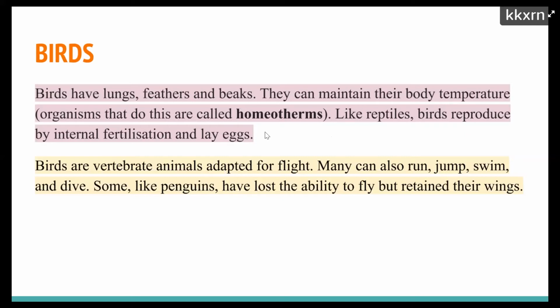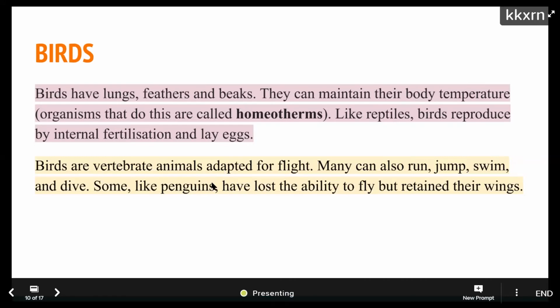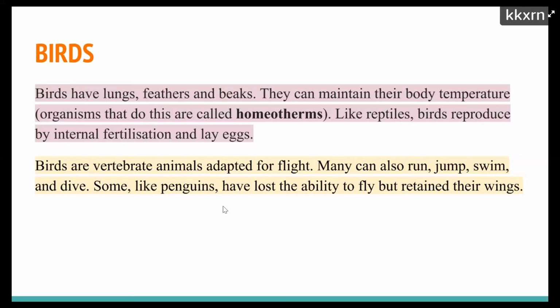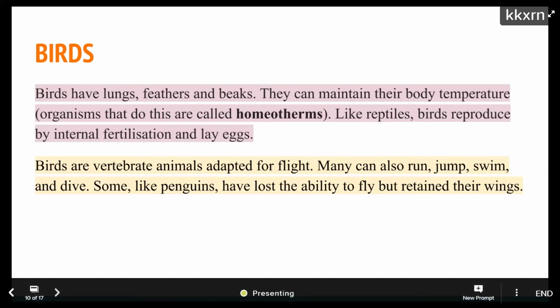Now, birds, in fact, have some adaptations to fly, okay? But they also can run, can jump, can swim, can dive. Do you know that penguins are birds? Yeah. They are birds. Even though they cannot fly, they have the characteristics of birds. Okay, let us see some adaptations of birds.